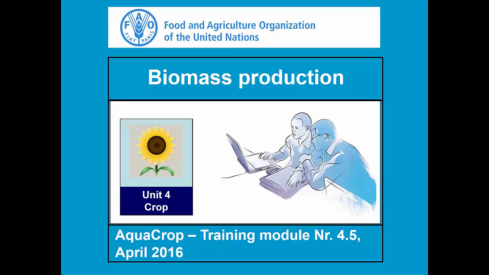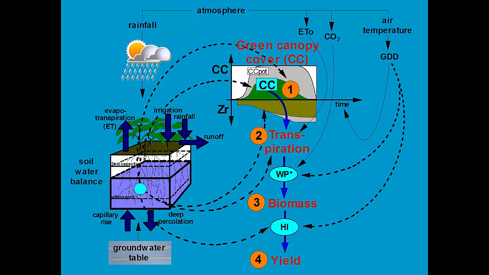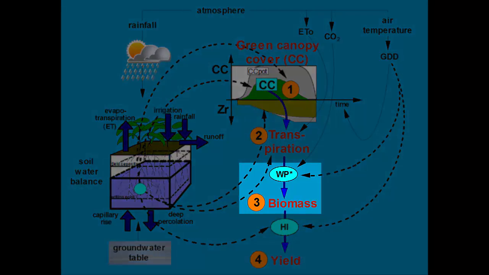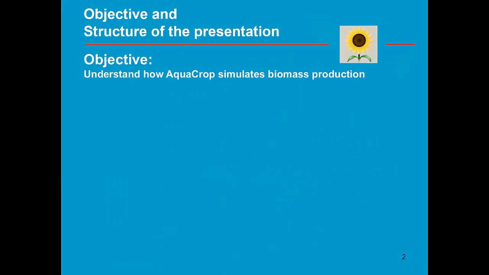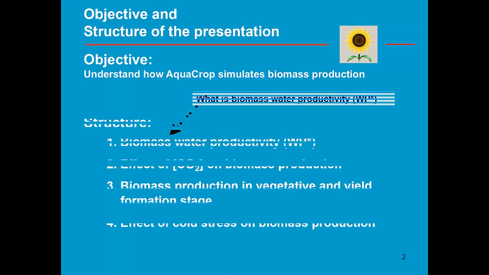Training Module 4.5 Biomass Production. In this module, we focus on the simulation of biomass production. The learning objective of this module is to understand how AquaCrop simulates biomass production.